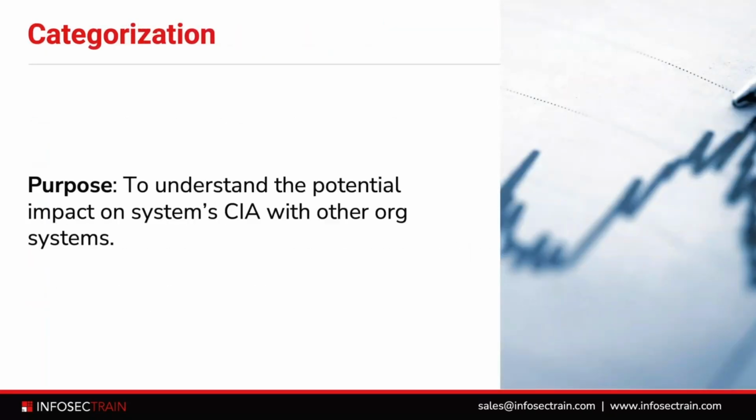So in categorization, basically the purpose of the categorization is to understand the potential impact that a system has with respect to the enterprise on its confidentiality, integrity, and availability. With enterprise, I mean, let us say there is a system A. So if there is a potential breach to a system A, what impact it can cause to other systems within the enterprise. So the higher the impact, the more severe the category it needs to be in.